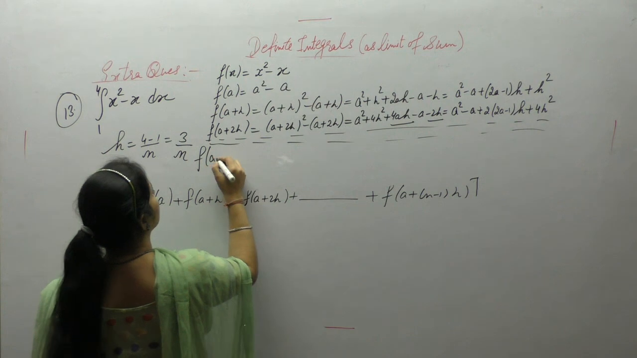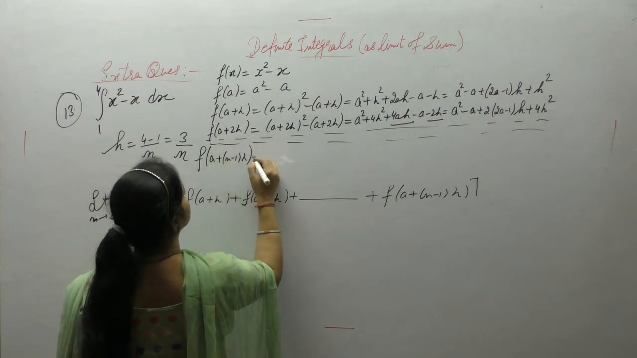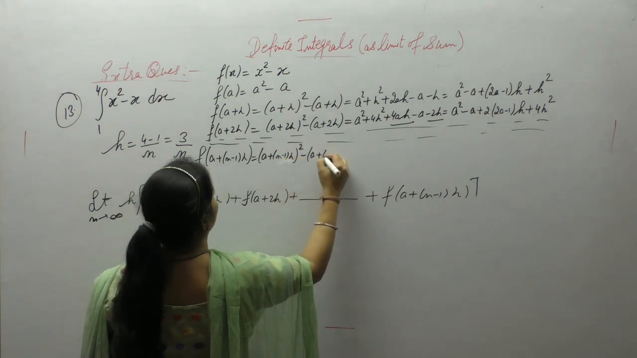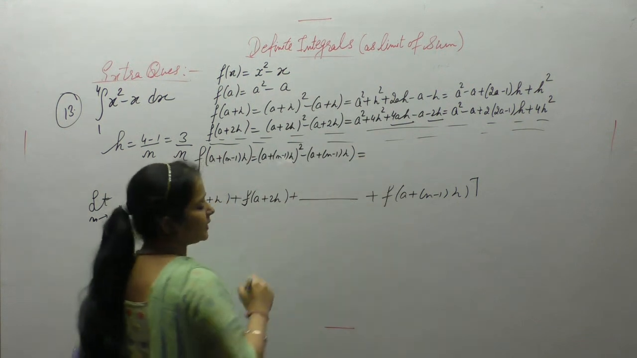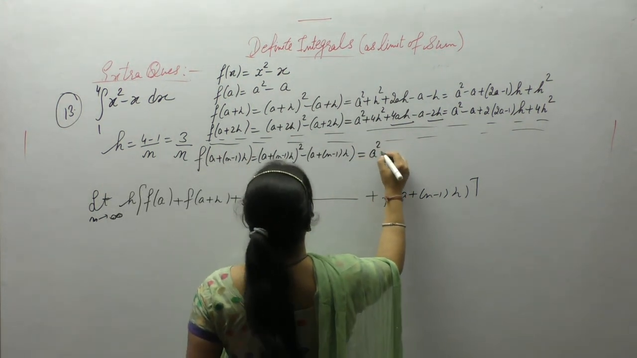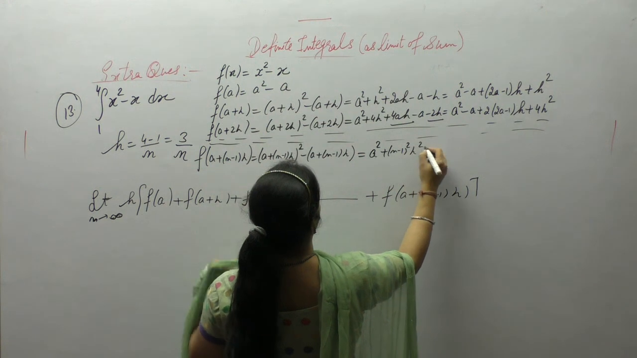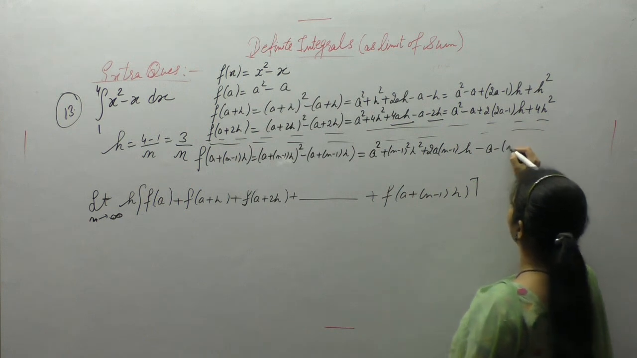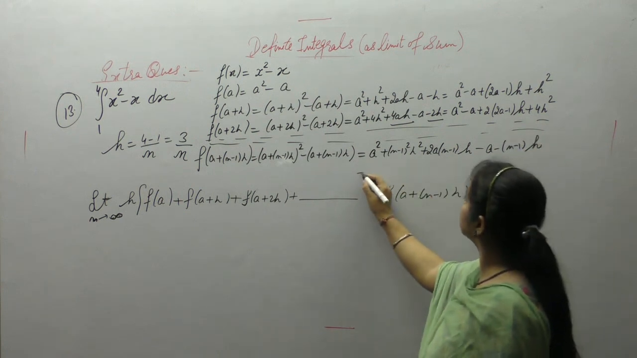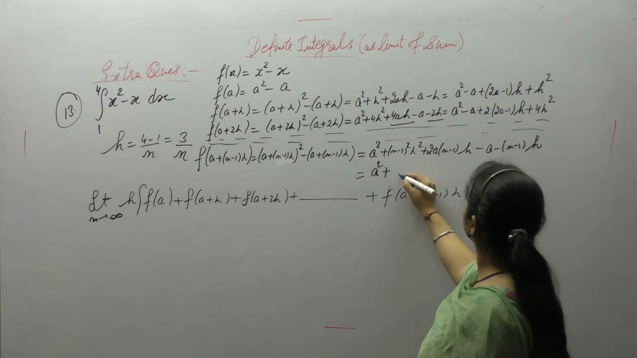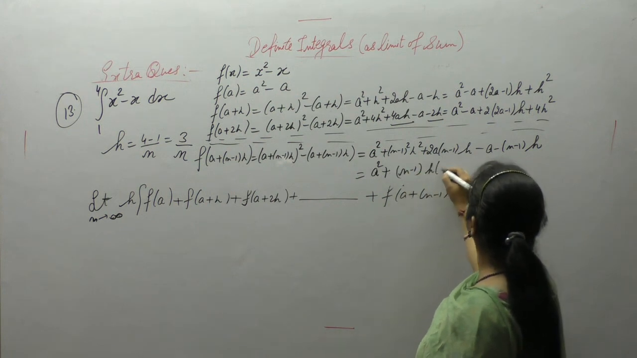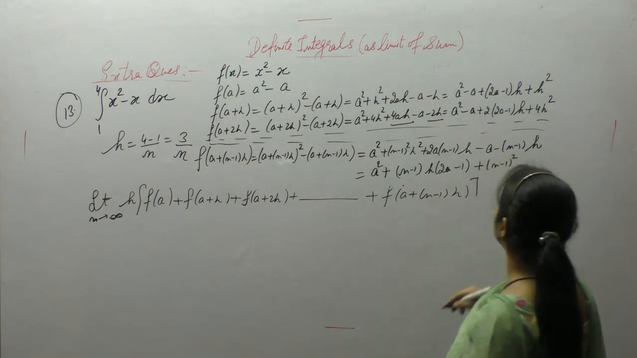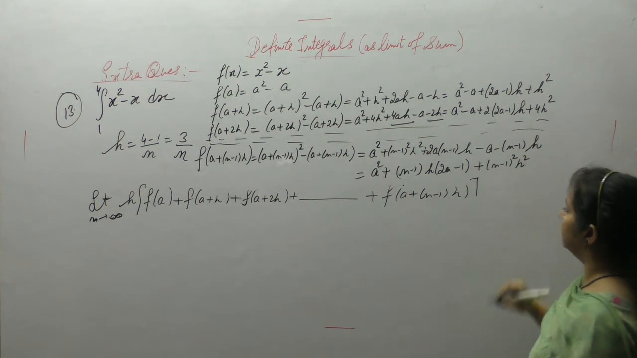F of a plus n minus 1 into h: a plus n minus 1 into h whole square minus a plus n minus 1 into h. A square plus b square plus 2ab, minus a minus n minus 1 into h. A square minus a, take n minus 1 h common, 2a minus 1, plus n minus 1 square h square.